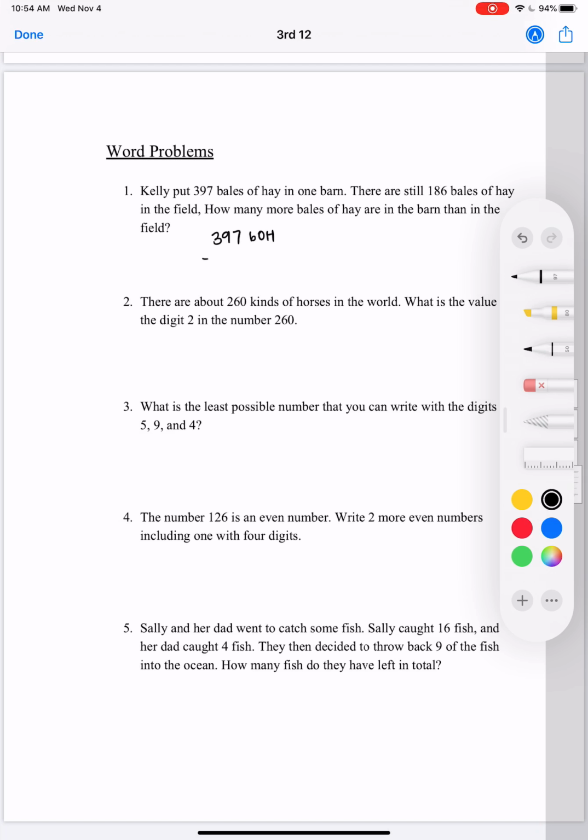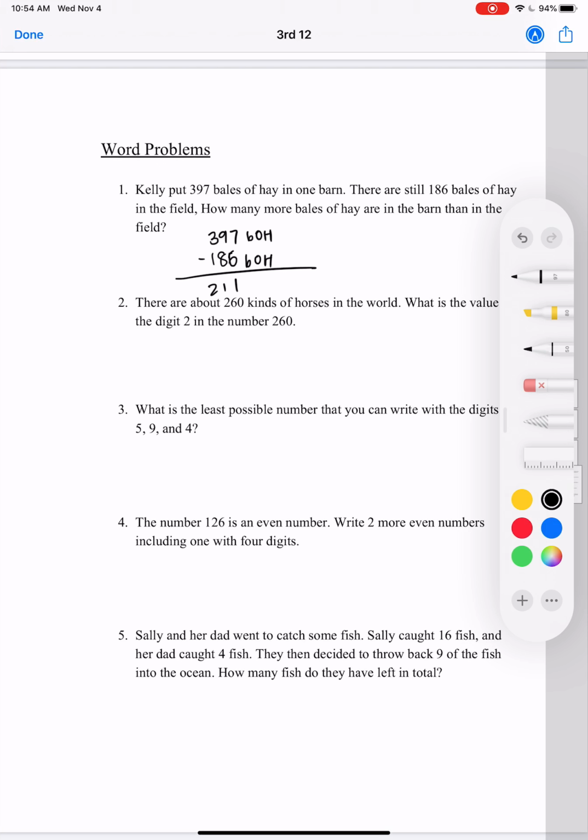So you subtract these two numbers, 397 minus 186. 7 minus 6 is 1, 9 minus 8 is also 1, 3 minus 1 is 2. That means there are 211 more bales of hay in the barn. And 211 should be your answer.